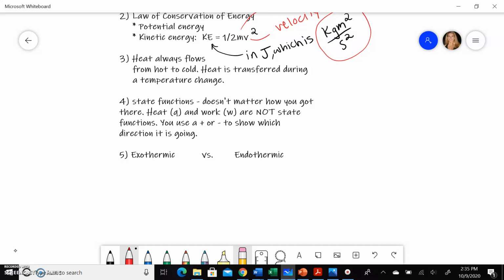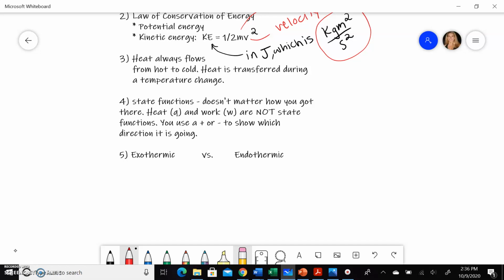However, Q and W are not state functions. We care where the energy came from, or if the energy is going into the system or out of the system. We don't want to put a reaction in a car engine that's not going to produce energy. If it absorbs energy, then it's not going to make your car go. So we need to know which direction the energy is going.